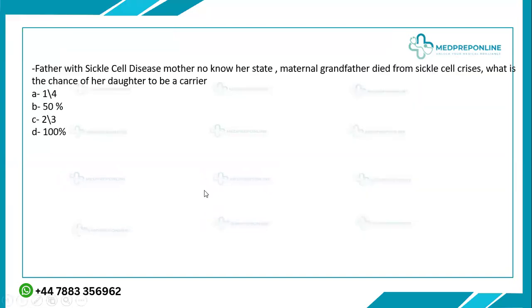Let me see if I have put some question related to this. Yes, father with sickle cell disease, and mother does not know her state. Let's suppose maternal grandfather died from sickle cell crisis. What is the chance of her daughter to be a carrier? What do you think the answer would be over here? Here, father has sickle cell disease, which is an autosomal recessive disorder. Mother does not know her state, but grandfather died from sickle cell crisis, so we suspect that mother is a carrier.